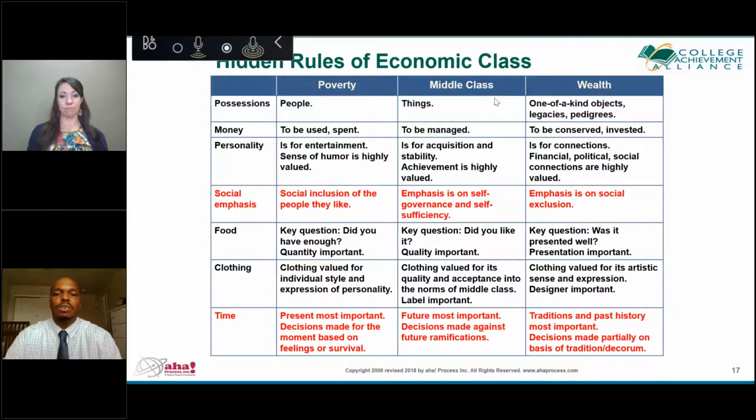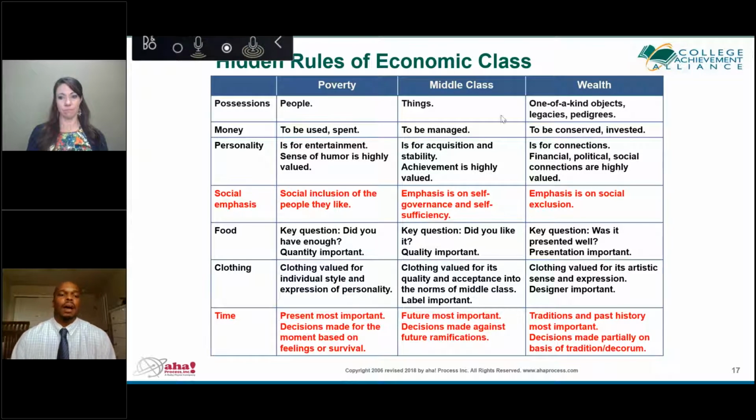Whereas with the middle class, the emphasis is on self-governance and self-sufficiency. You're starting to figure out, who do I need to know so I can have more of an expansion of knowledge of resources? And who do I need to know that can help elevate me, that mentorship, to get to an achieved destination? And then when you look at the wealth side of it, the emphasis is on social exclusion, right? And so now you're a well-known researcher, you're a well-known individual, and so now everybody's calling for your time and asking for your time. And so now you start to be more exclusive with how you utilize your time and which persons or people you're going to spend time with in a social gathering, right?